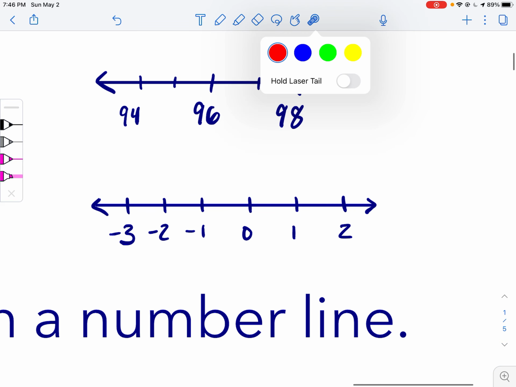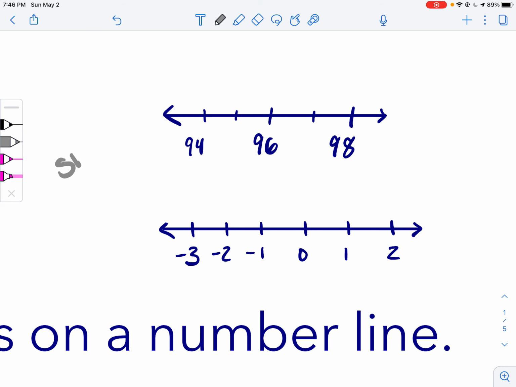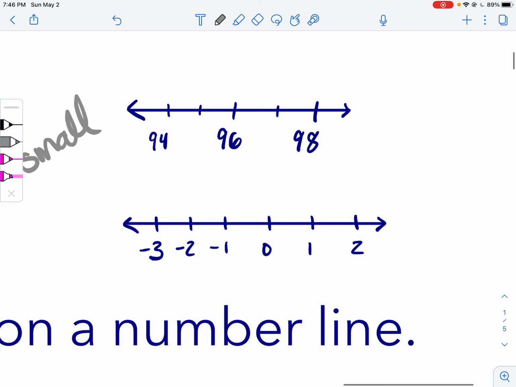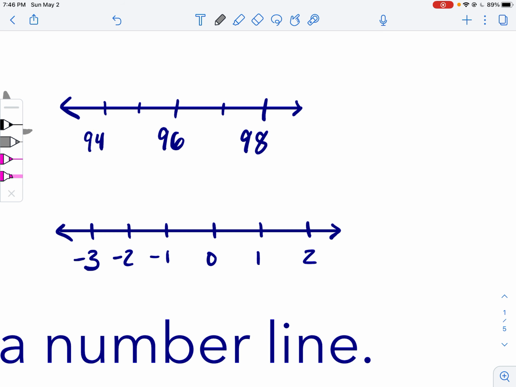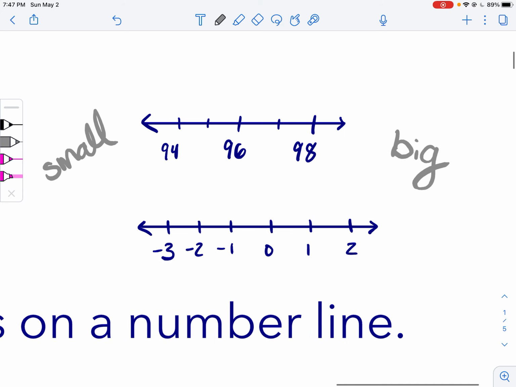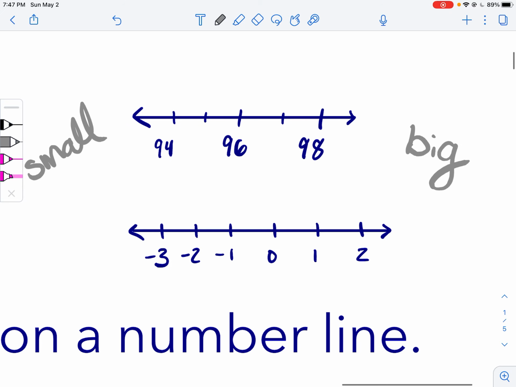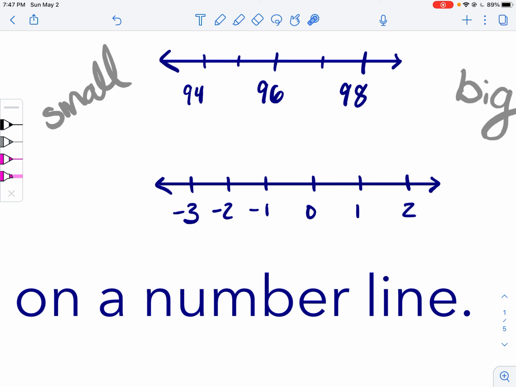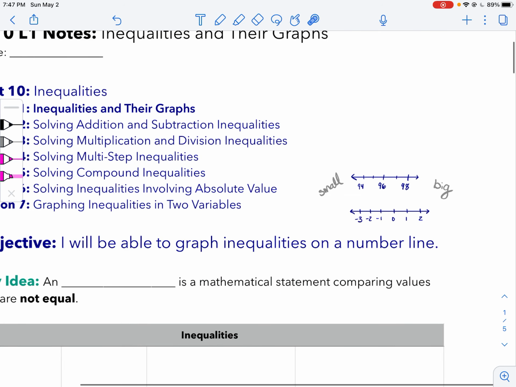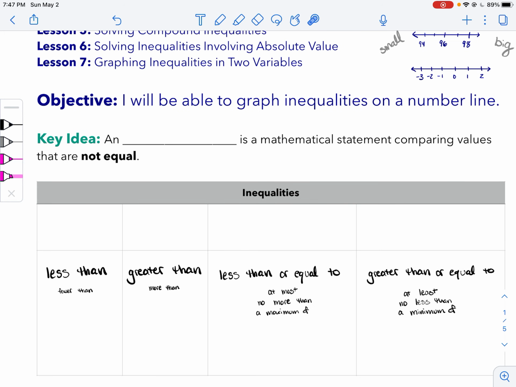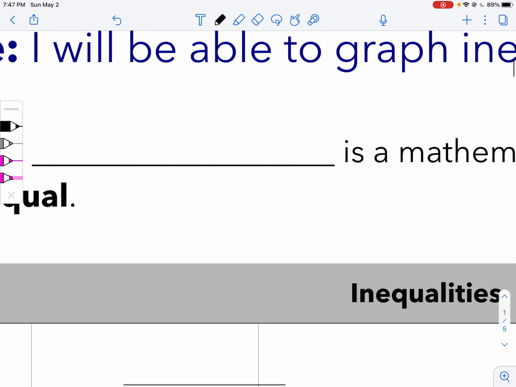Just a quick review, a number line is a line with numbers on it. I'm just kidding. Remember that the small numbers are always over here to the left, so they get left behind. And then the bigger numbers are always over here to the right because I don't know why, but that's how it goes. Anyway, even though the numbers look bigger, especially when you get negative, they're actually going smaller and smaller and smaller.